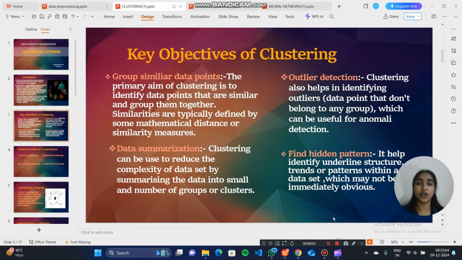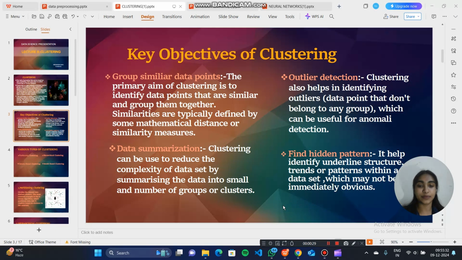Objectives of clustering are group similar data points. It means the primary aim of clustering is to identify data points that are similar and group them together. Similarities are typically defined by some mathematical distance or similarity measures. Outlier detection. It means clustering also helps in identifying outliers, which can be useful for anomaly detection.